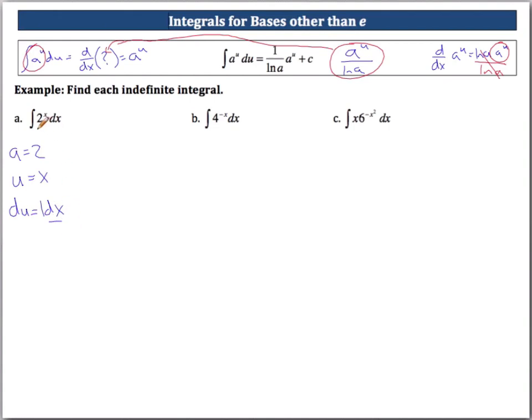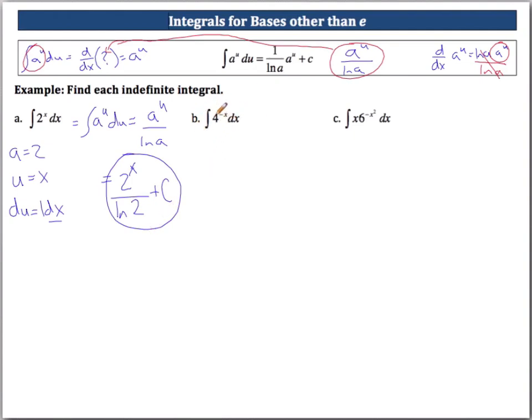So do I see a to the u du? Well, let's see. So 2 to the x, well, that is a to the u, and then dx is du. And so I do see this function, meaning this is going to equal a to the u over natural log of a. Okay, and we can substitute back in now. So this is going to be 2 to the x over the natural log of 2. And don't forget our plus c, because this is an indefinite integral. All right, let's move on.